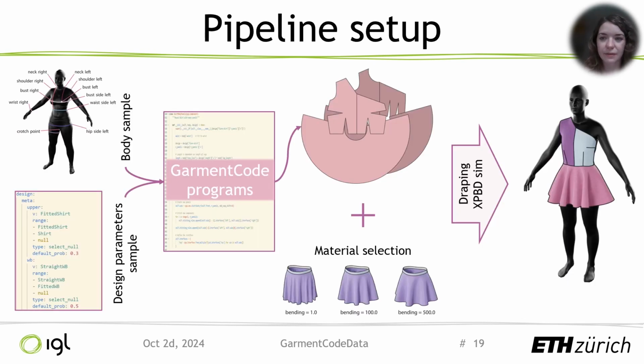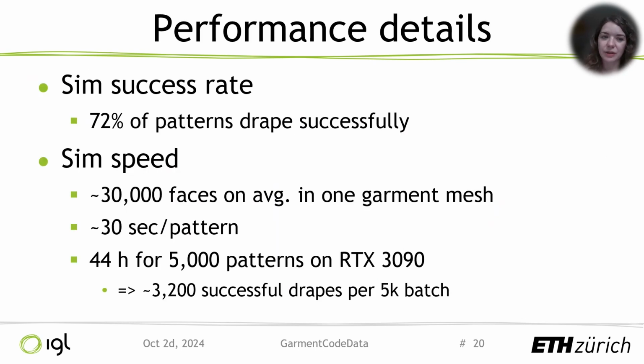So finally, we put this pipeline together by drawing body samples and design samples, putting them through the garment programs in order to create the sewing patterns. We chose one of the 3 materials that represent different behavior of the fabric, and drape them on it using a fast GPU XPBD simulator with the additional constraints that I just described. The simulation process drapes successfully about 72% of the time, which is already something that we can work with at scale. It takes about 30 seconds per pattern on quite high resolution meshes with 30,000 faces on average in one garment mesh.